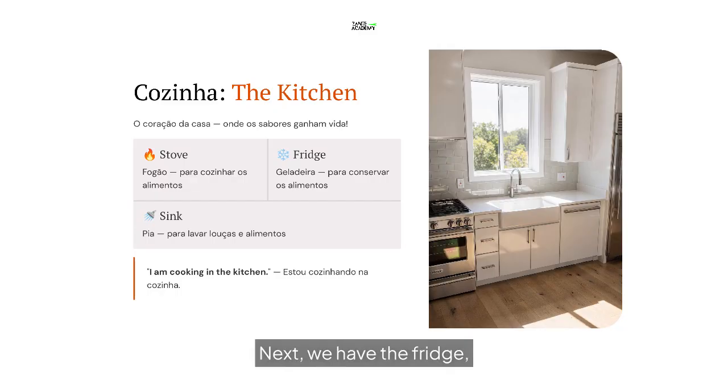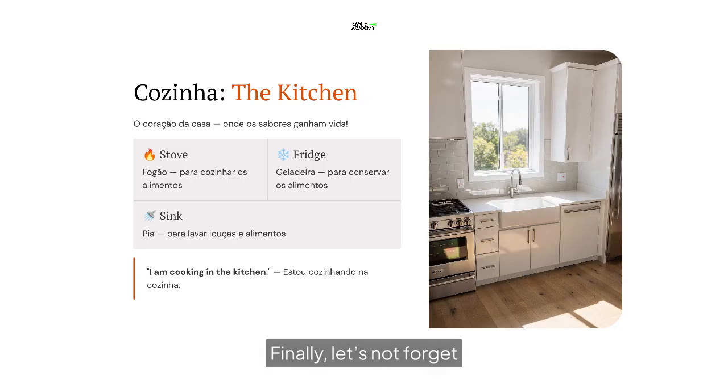Next, we have the fridge, a crucial part of the kitchen. It keeps our food fresh and safe to eat. When you open your fridge, what do you see? Fresh fruits, leftovers, or maybe some ingredients for tonight's dinner. You might say, "There is a fresh salad in the fridge." This simple sentence captures so much about your meals and choices.